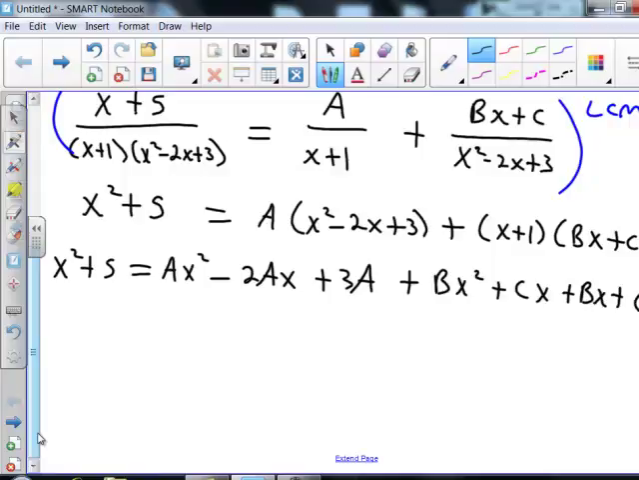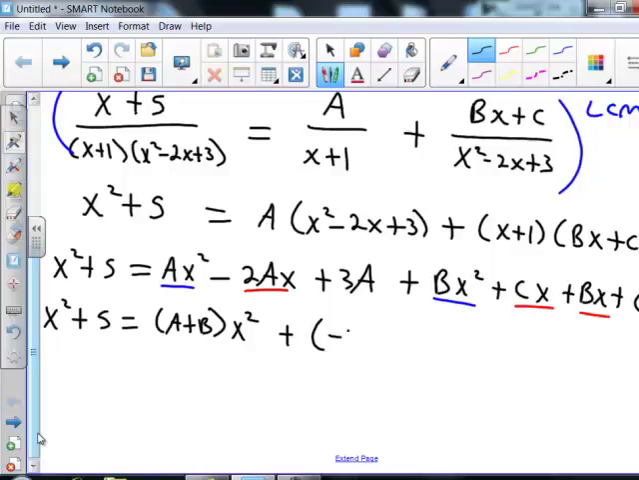Alright, so now if we rearrange and group some stuff together, x squared plus 5 has got to be equal to, taking my ax squared and my bx squared together, a plus b times x squared. Then putting all my x terms together, negative 2ax, cx, and bx, that's plus negative 2a plus b plus c times x, plus 3a plus c. Just grouping all my like terms together, which is one technique you have for partial fractions.